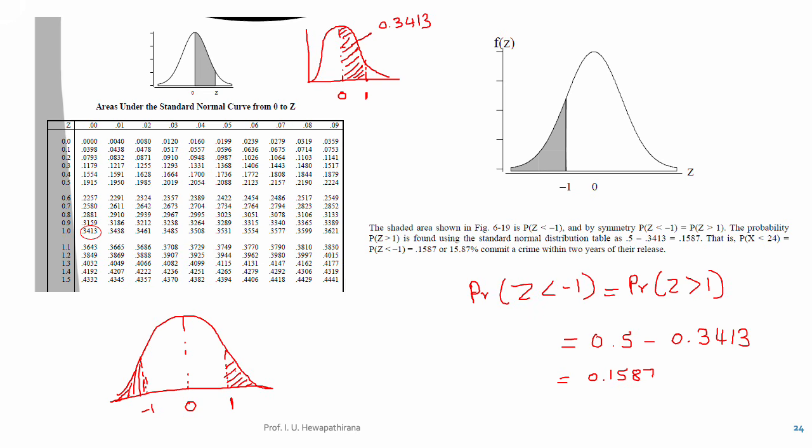So using this method, we find the probability that x less than 24 is equal to probability that z less than minus 1, which is equal to 0.1587. So we can say around 15.87% commit a crime within 2 years of their release.